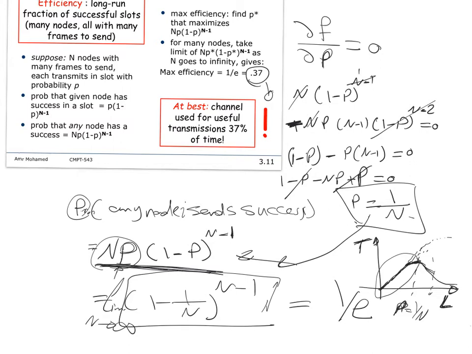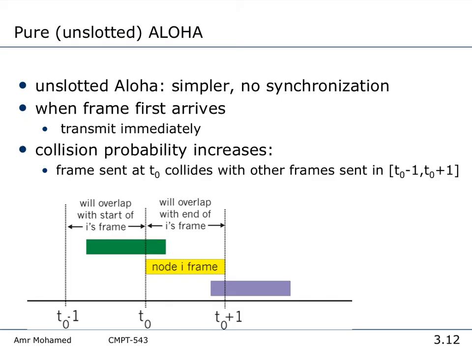So, doctor, this happened when the probability is fixed and the number of nodes is increasing. Yes, then it will reach zero only in infinity. Okay. All right. So that's for the slotted Aloha.